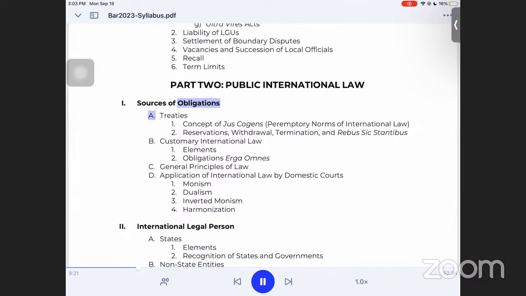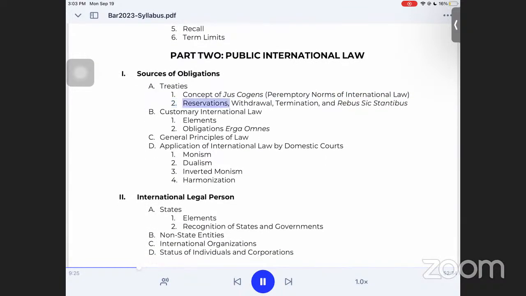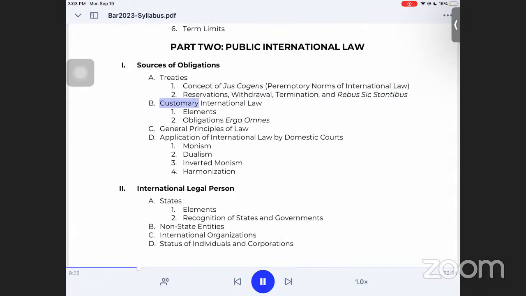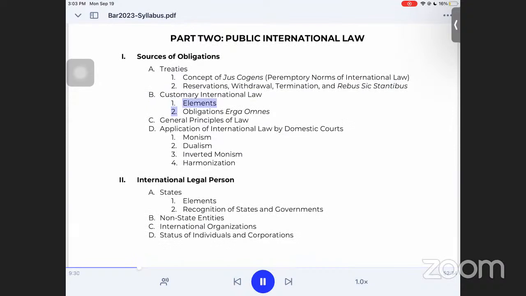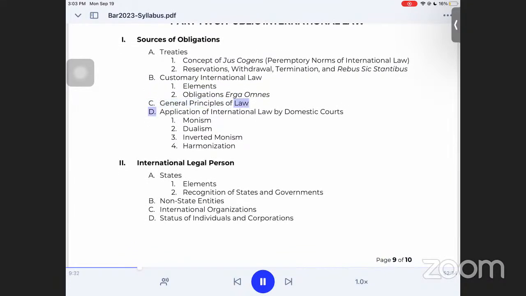I. Sources of obligations. A. Treaties. 1. Concept of jus cogens. Peremptory norms of international law. 2. Reservations, withdrawal, termination, and rebus sic stantibus. B. Customary international law. 1. Elements. 2. Obligations erga omnes. C. General principles of law.